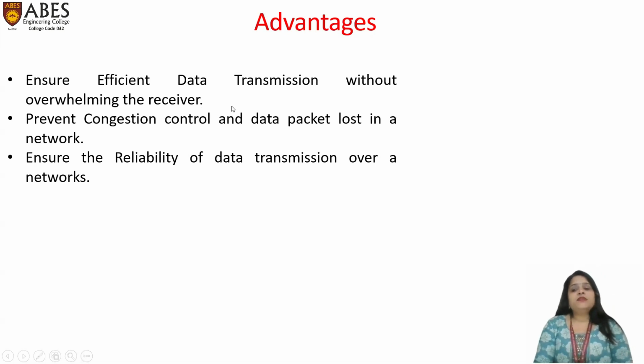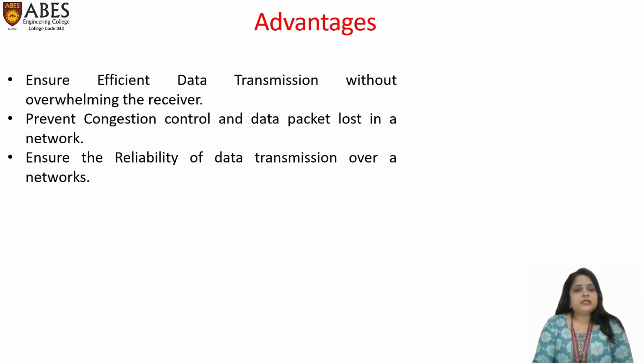It means TCP window management provides the assurance of flow control, right? The second advantage is that it prevents congestion and data packet loss in a network, because at the time of the connection establishment phase, the sender and receiver know the actual window size. So in that case, the chances of data packet loss are almost minimal. So it provides a congestion control mechanism.